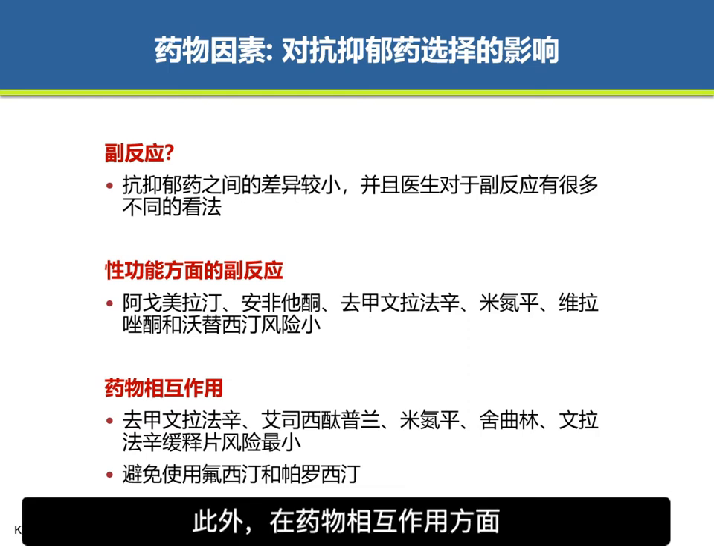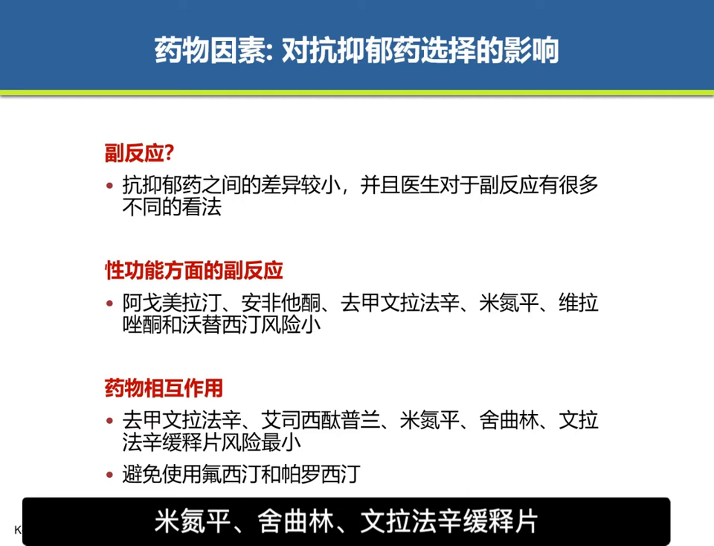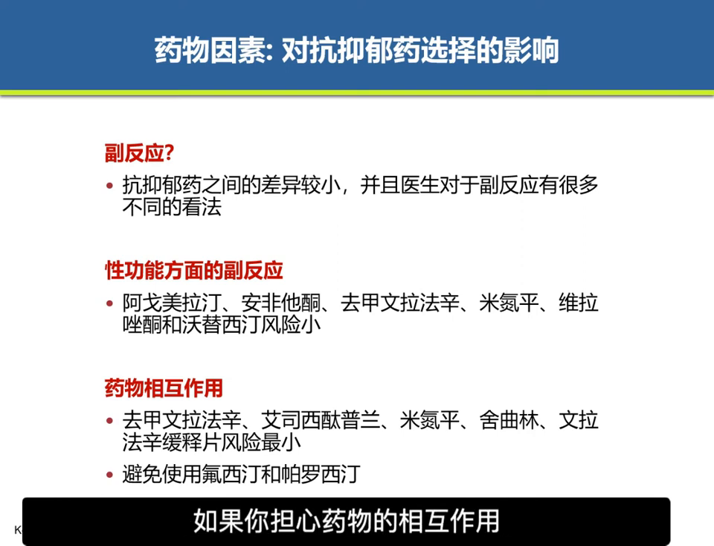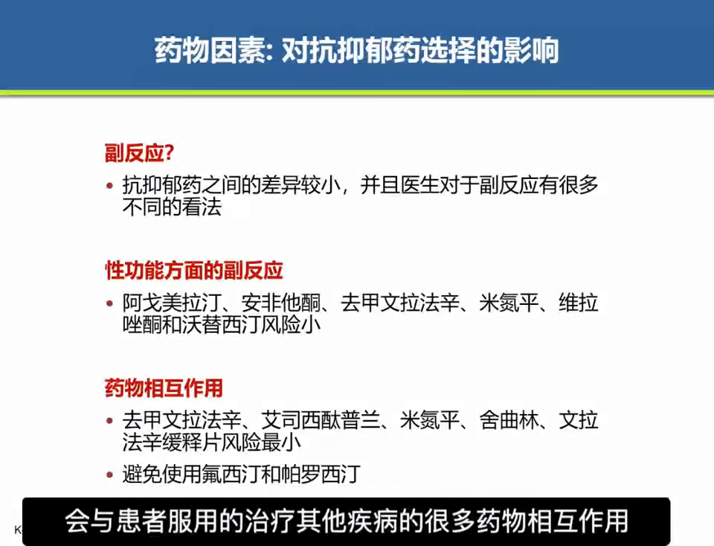Also, in terms of drug-drug interactions, most of the antidepressants don't have clinically significant drug-drug interactions. There's minimal risk with desvenlafaxine, escitalopram, mirtazapine, sertraline, and venlafaxine XR. The antidepressants that you should avoid if you're worried about drug-drug interactions, though, are really fluoxetine and paroxetine, because it's clear that they are potent inhibitors of cytochrome P450 2D6, and that can interact with many medications that are used by patients for other conditions.